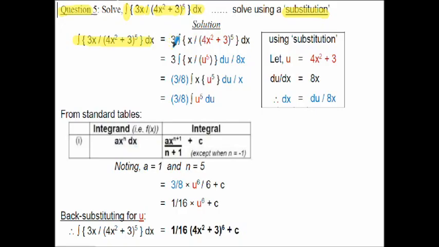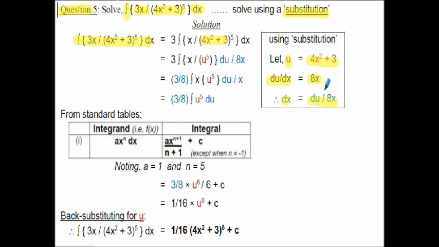All I've done on the right hand side is take the constant 3 outside of the integral, so I get 3 multiplied by the integral of x divided by the 4x squared plus 3 to the power of 5, all integrated with respect to x. The substitution we'll make this time will be for the 4x squared plus 3 in the bracket, so that's our substitution for u, 4x squared plus 3. Differentiating u with respect to x, we get 8x from our standard differential tables, and then rearranging for dx, we get du divided by 8x.